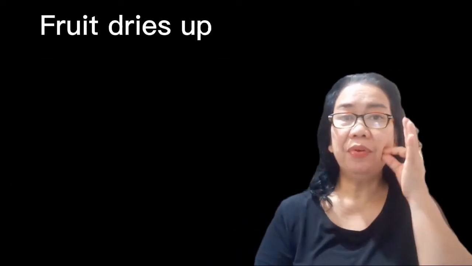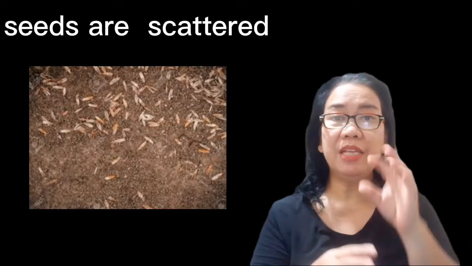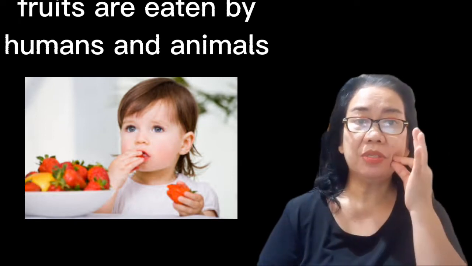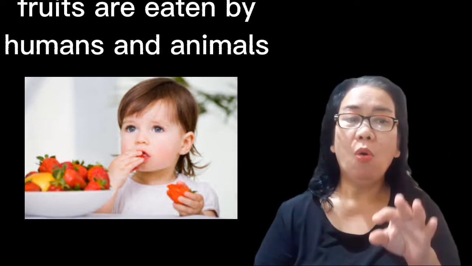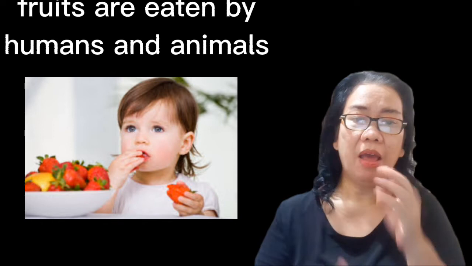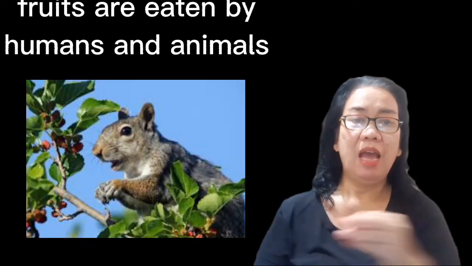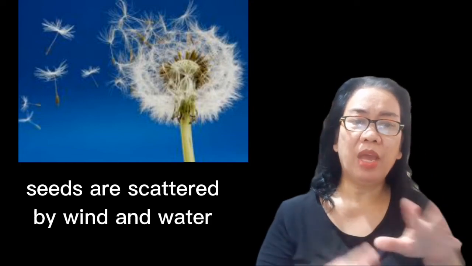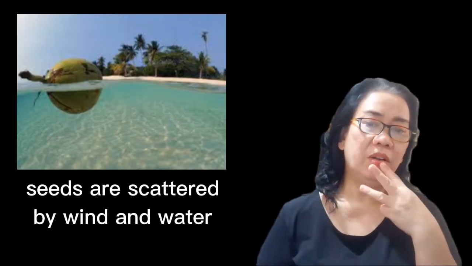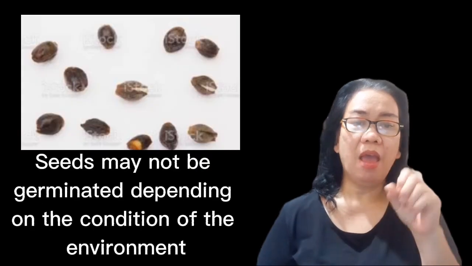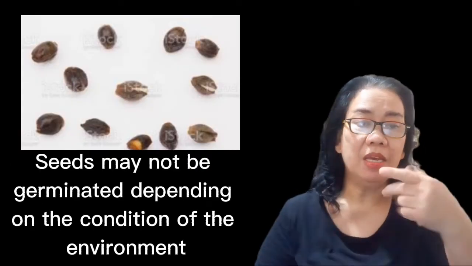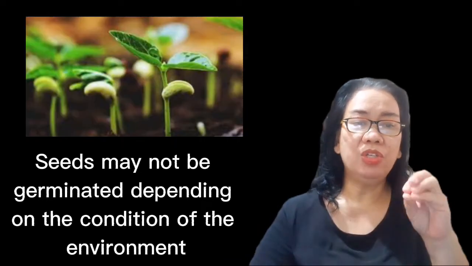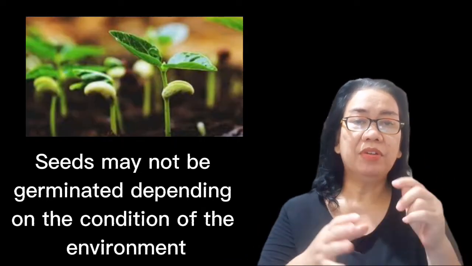Usually, the fruit dries up and seeds are scattered. Other fruits are picked up or eaten by humans and animals. Seeds may be scattered or carried away by wind or water. These seeds may or may not be germinated depending on the condition of the environment.